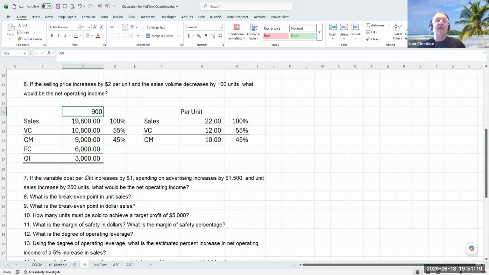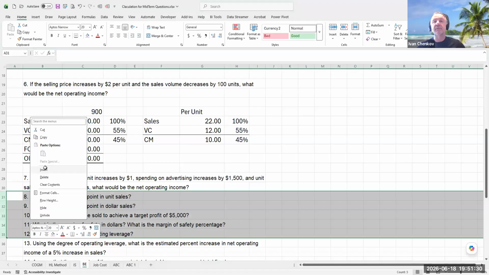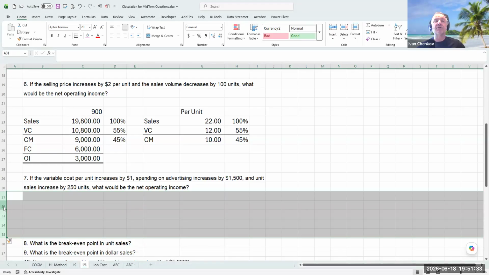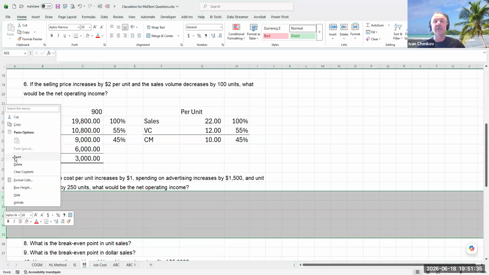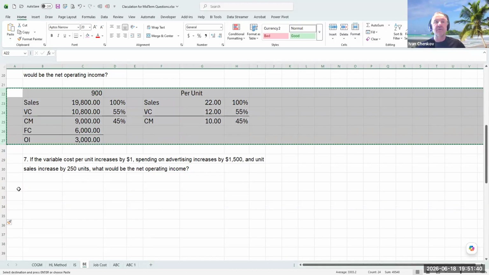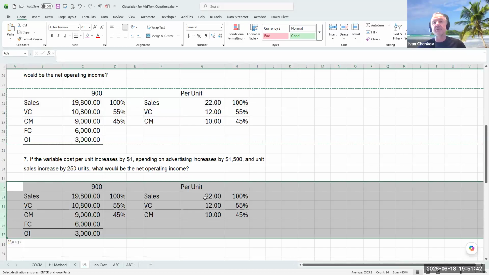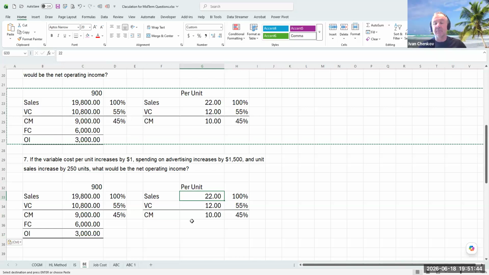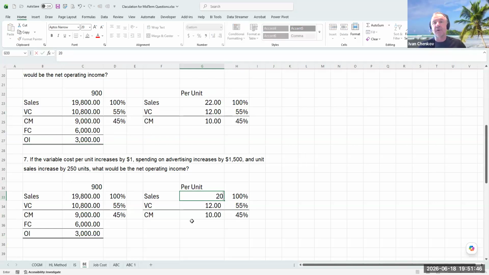Right? What if the variable cost per unit increases by $1, spending on advertising increases by 1,500, and unit sales increase by 250? As you can see now, the different scenario here is changing different elements. So what we're changing here, first, is the cost-volume structure. The sales price stays the same, 20. Variable cost goes up by 1, becomes 13.